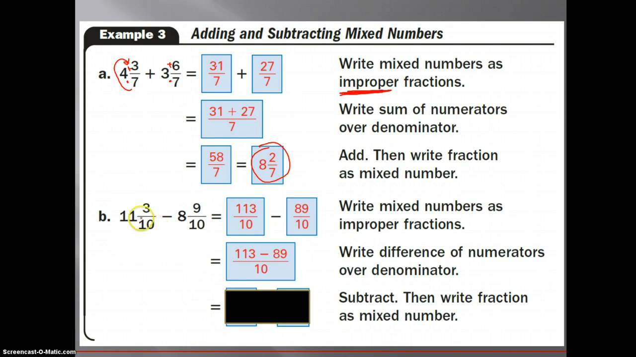Part B, change it into an improper fraction, which I already did for you. 113 over 10 minus 89 over 10. Put the numerators together and keep one denominator that's the same. 113 minus 89 is 24 over 10, which changes to a mixed number of 2 2/5. Remember to change it back to a mixed number because that's the simplified form.